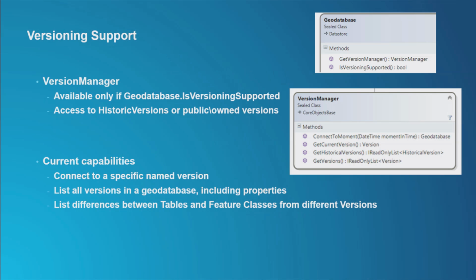So a couple little things. We also have versioning support in the Pro API, and this is retrieved from the Geodatabase if versioning supported is true. And you can get the version manager, and from the version manager you can connect to a moment, you can get all the current versions, you can get the historic versions. And we also support getting differences between tables. So you can ask the table for its differences.